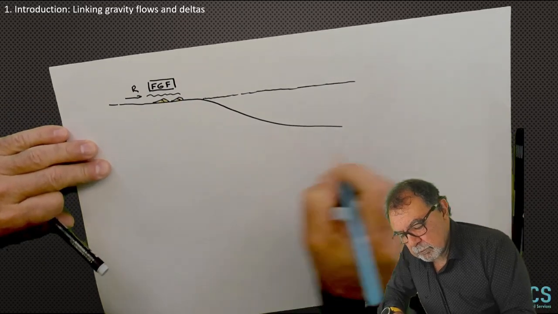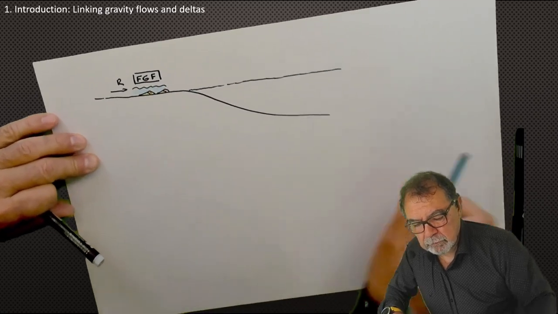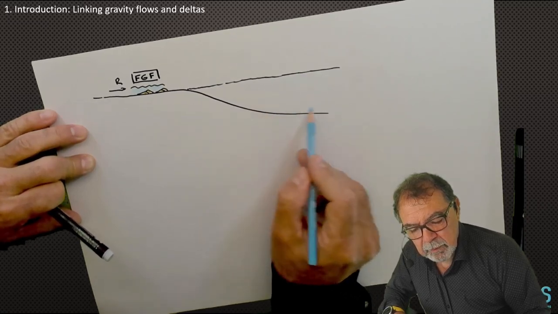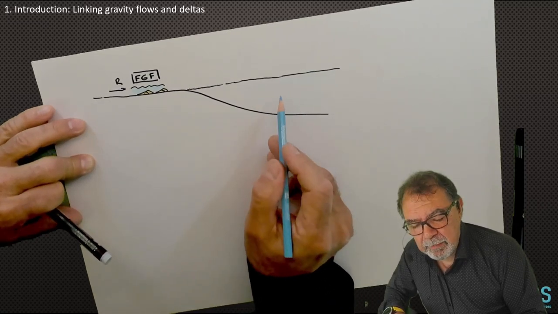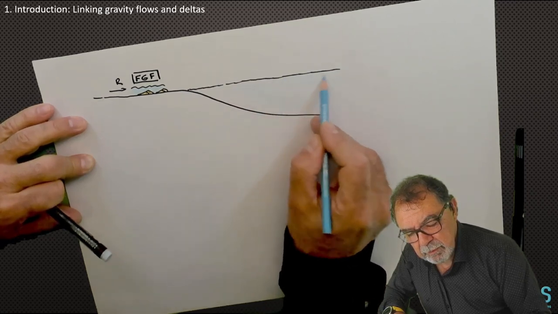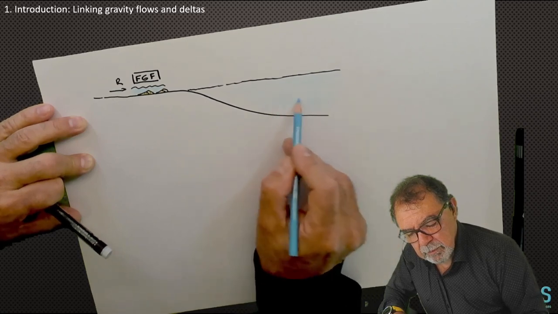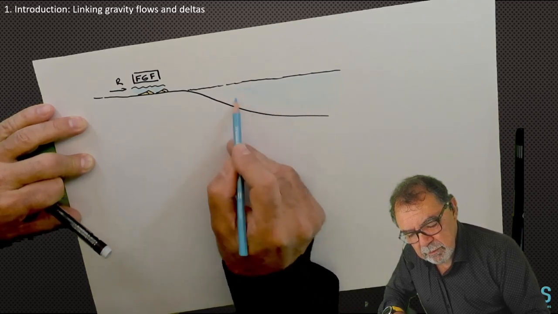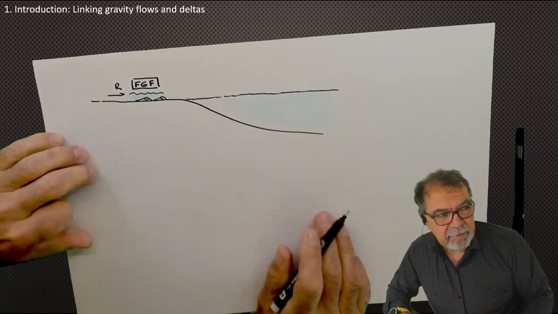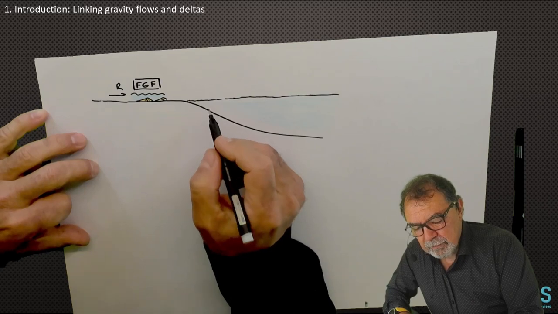Нет, но я рисунки понимаю. Could you turn off the microphone, please? Вас слышно. Выключите микрофон. Please stop talking. Turn off your microphone. Okay.